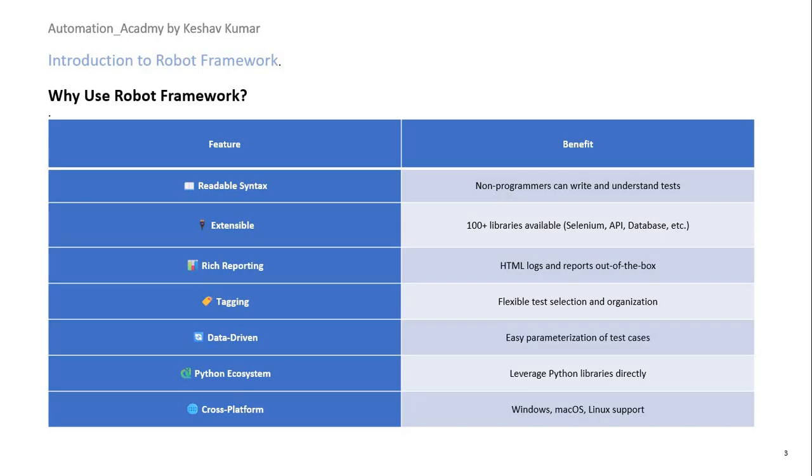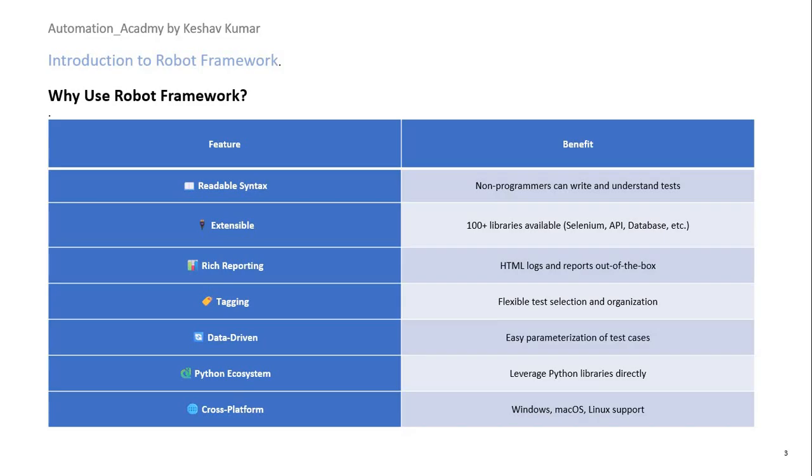Okay, and this is extensible. It has more than 100 libraries available in the market for web applications, for APIs, for databases. Also, if you want to do any operation in the network domain, or anything related to desktop, sometimes it supports that too. So it's extensible, with more than 100 libraries available, and that's why it's recommended to use Robot Framework.